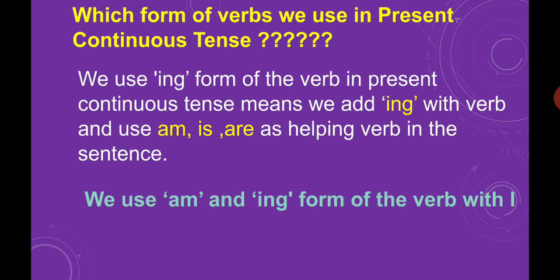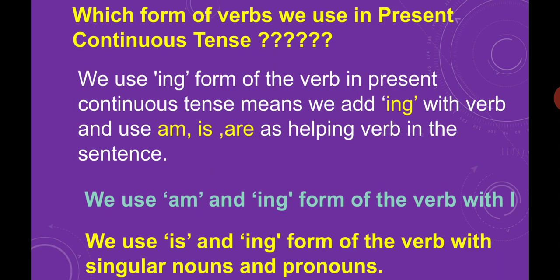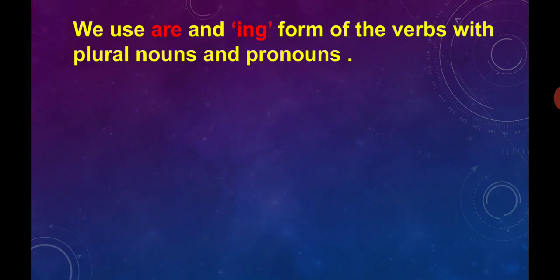So, here are the three helping verbs. Which are they? Am, is, and are. Let's see where we use am, where we use is, and where we use are as a helping verb. We use am and the ing form of the verb with I. We use is and the ing form of the verb with singular nouns and pronouns. And we use are and the ing form of the verb with plural nouns and pronouns.